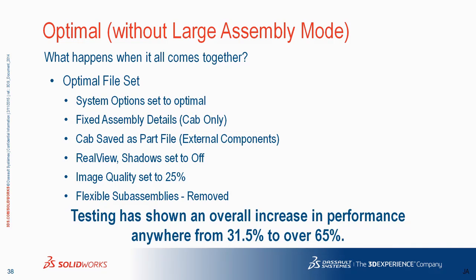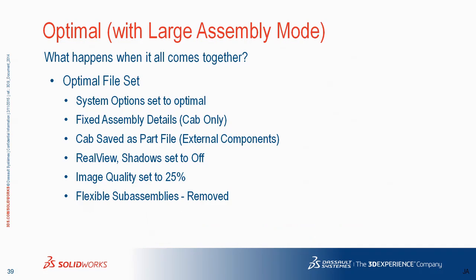And what we end up with is overall increase in performance, anywhere from 31.5% to 65%. So when we combine everything together, we aren't adding each one of those up. There is a cumulative effect in there, and like we say, anywhere from 31.5% to 65%, which is pretty good, right?